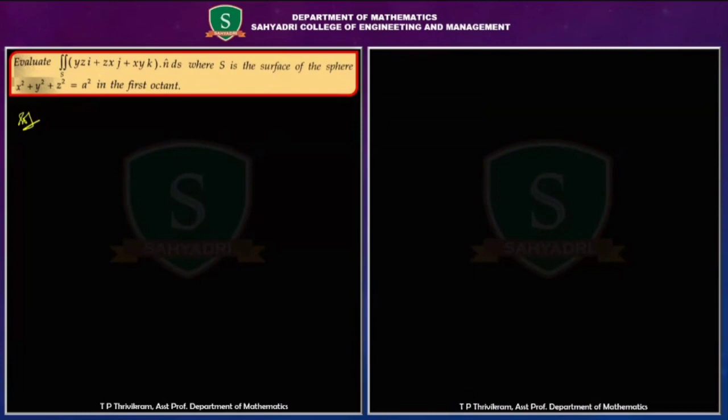Next, evaluate the double integral of yz i plus zx j plus xy k dot n cap dS, where S is the surface of the sphere x square plus y square plus z square equal to a square in the first octant. What do you mean by first octant?